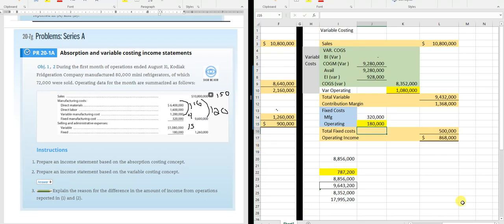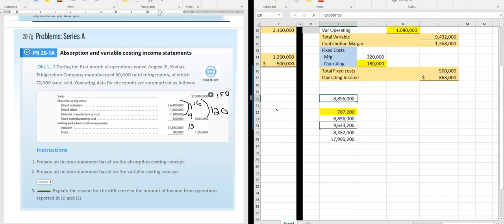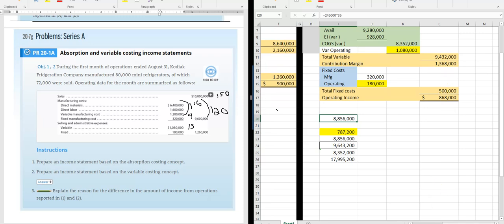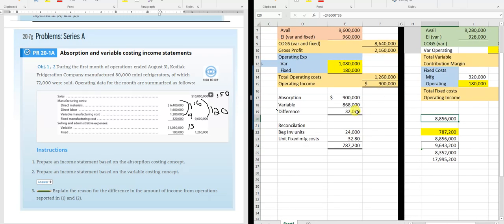Okay, so again, I have a difference here of 868 and 900, so that's 32,000. So now I have 0 inventory in beginning, and the unit cost is 0, so I have 0 there, but I do have ending. Okay, so notice in ending inventory I have 8,000 units, and my fixed cost per unit is 4, so I have 32,000.